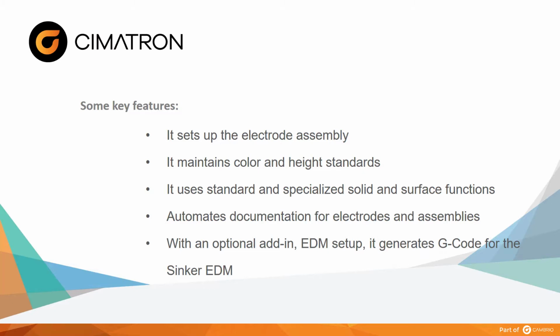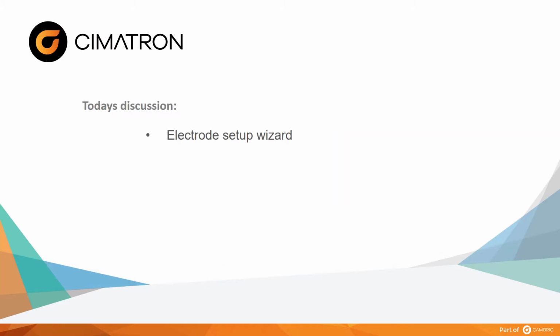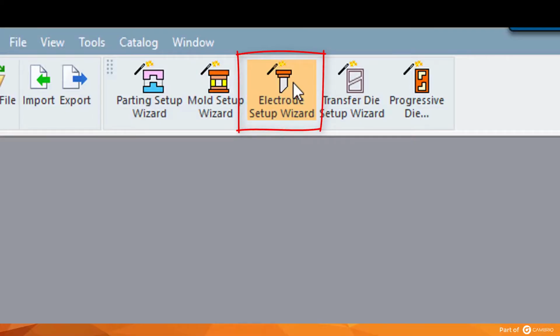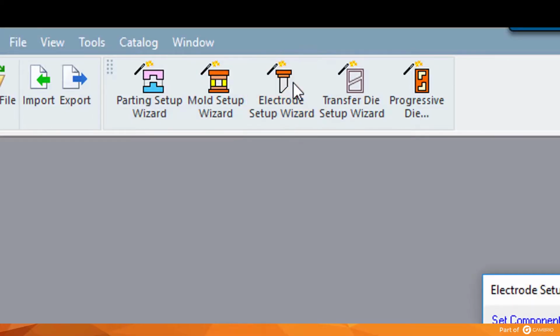Today's discussion. We'll start with the Electrode Setup Wizard. Then I'll design a simple electrode with surfacing functions. Then we'll mirror and copy to multiple locations. Let's jump right into creating an electrode project. I'll choose the Electrode Wizard icon from the toolbar to begin the workflow.